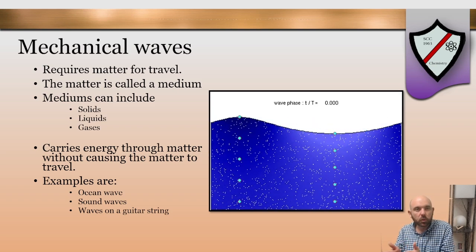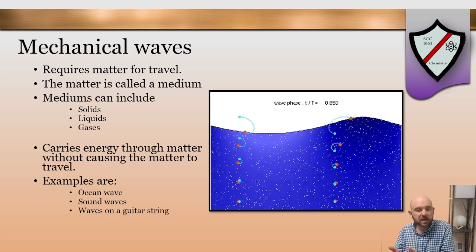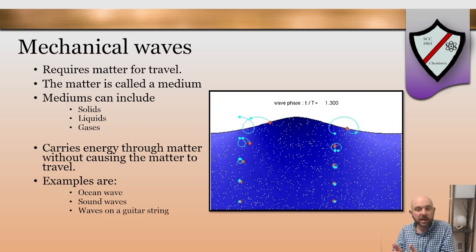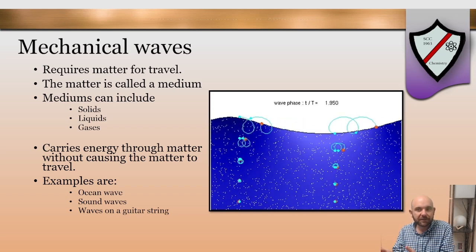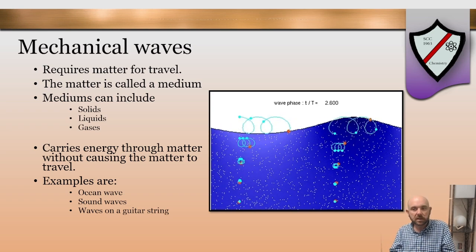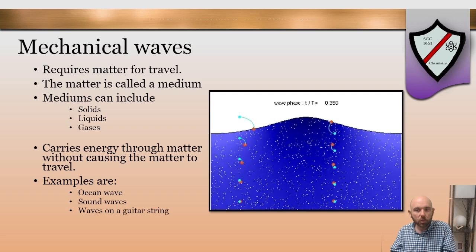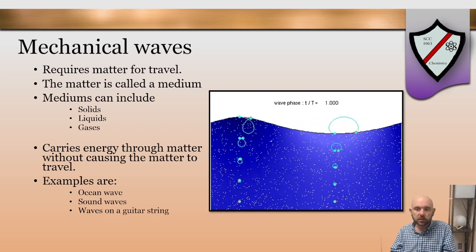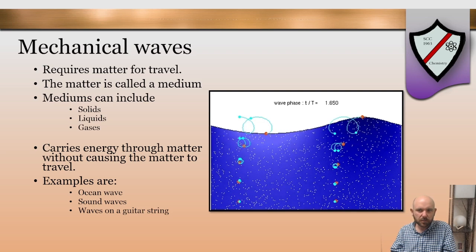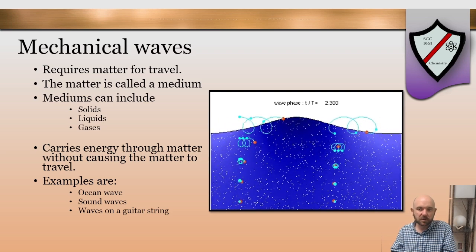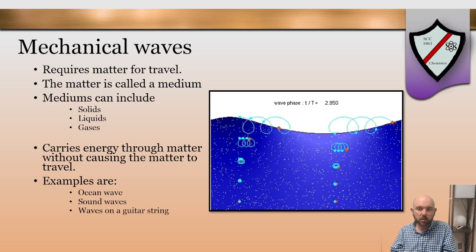Again, the important characteristic of a wave is that it carries energy through matter without causing the matter to travel. You can see that here in the animation we have of an ocean wave moving across open water. Now, due to friction forces, we can see that some of the water molecules at the surface will travel along with the wave.